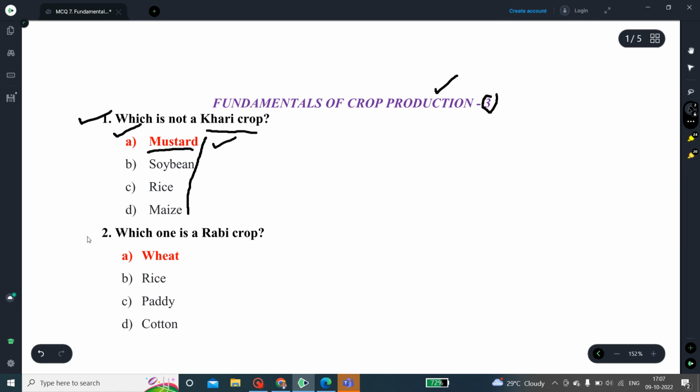And question number 2: which one is a rabi crop? Rabi crops are sown in the winter, that is in the month of mid-November to December, and harvested in spring, that is April, May. Among all these four crops, wheat is sown in the rabi season. That is the correct answer.